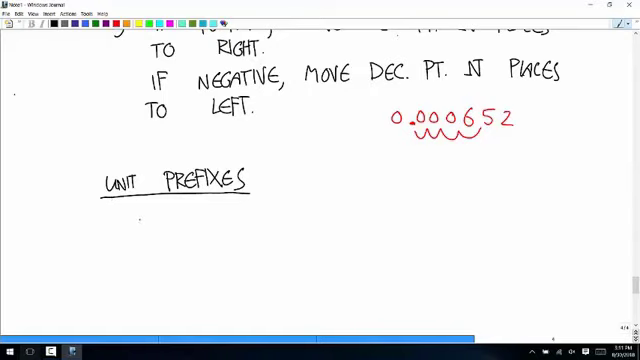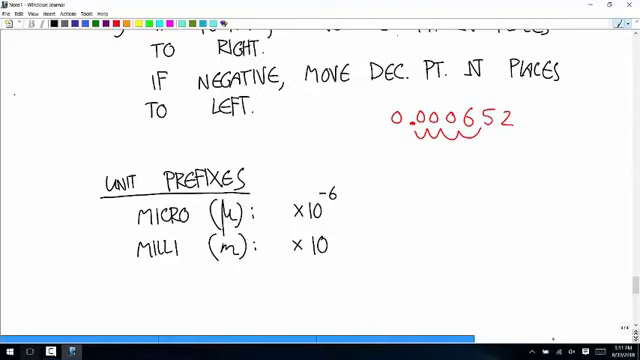The ones that are going to be common for us are micro, that's represented with the Greek letter mu. And you can think of each one of these as just meaning multiplied by a factor. So micro means multiplied by 10 to the minus 6. Milli is represented with a lowercase m. That's times 10 to the minus 3rd.